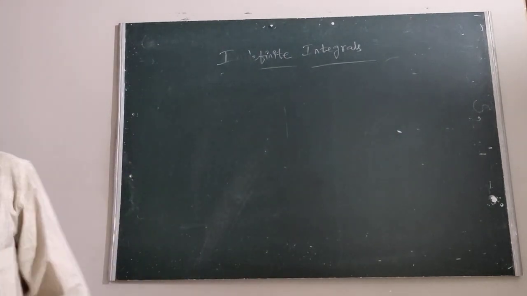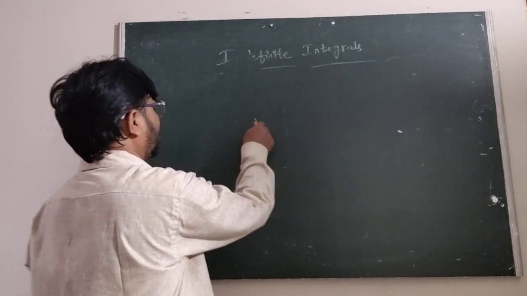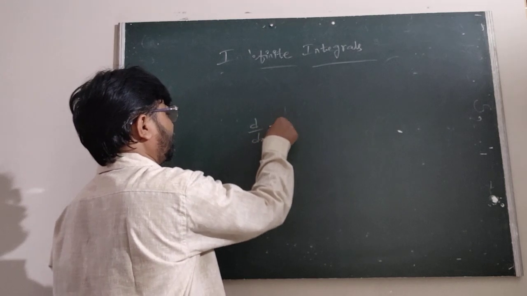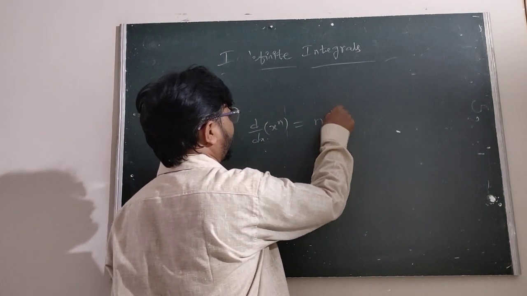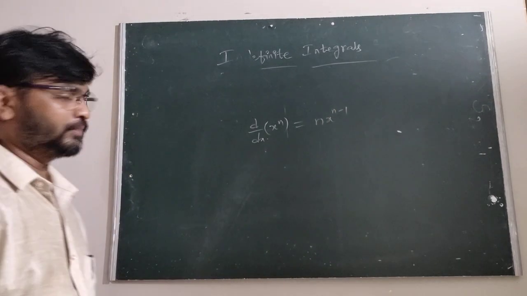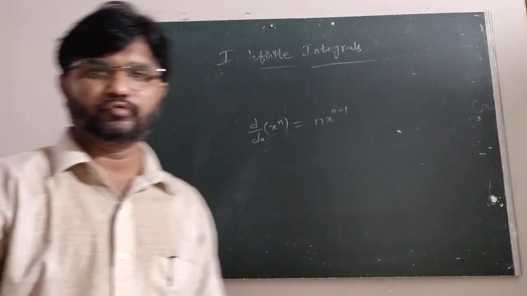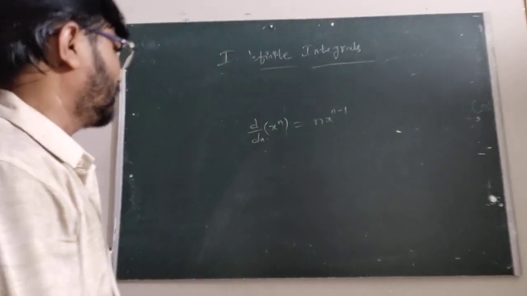So first of all, we know that the derivative of x power n is n into x power n minus 1. Clear? The derivative of x power n is n into x power n minus 1.